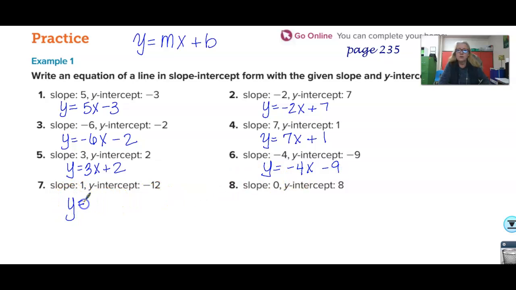Y equals, the slope is 1, so in this case you're just going to put an x. You don't put the 1 there because reveal will choke on it. And the y-intercept is -12, so you put -12.